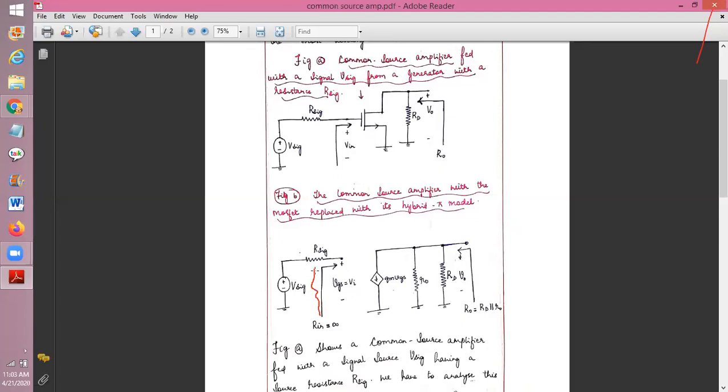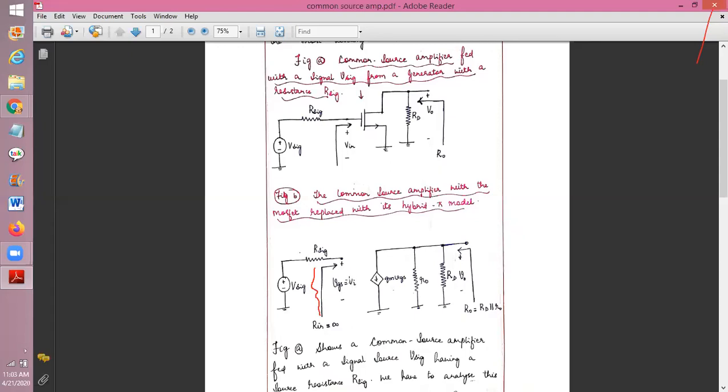So what we will do, if I give V signal here, since the resistance is high, my input drop, that is VGS between gate and source, is equal to V signal or V in. So VGS will be equal to V signal. VGS is equal to VI means the drop between gate and source can be represented as VGS, or I can represent it as VI.